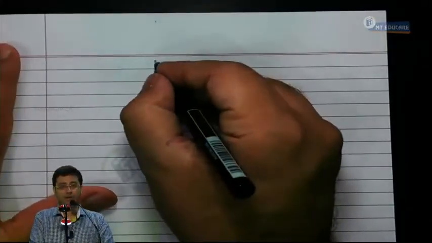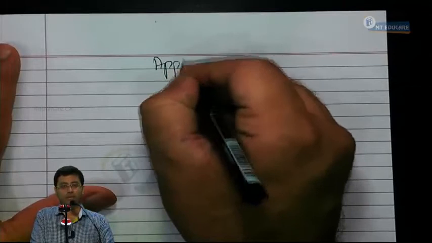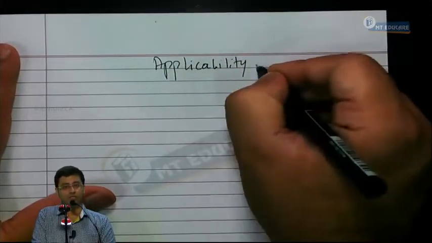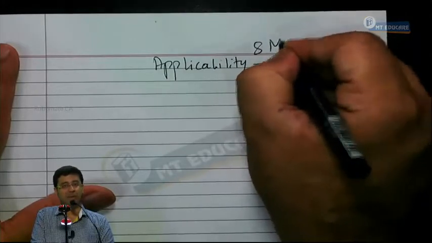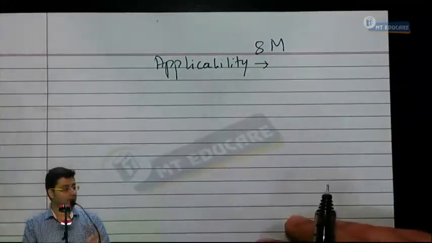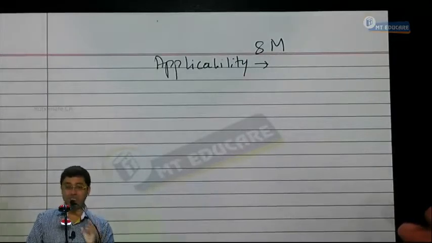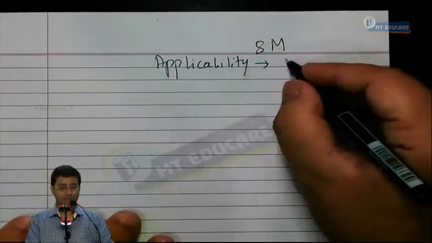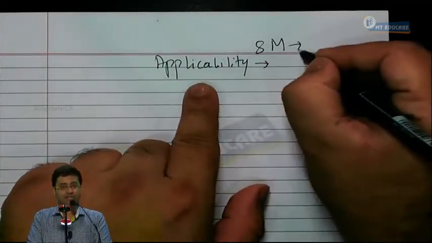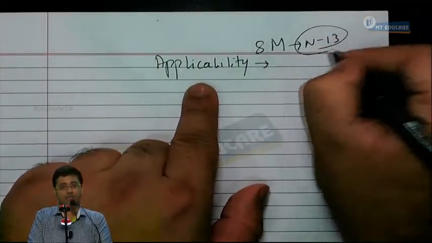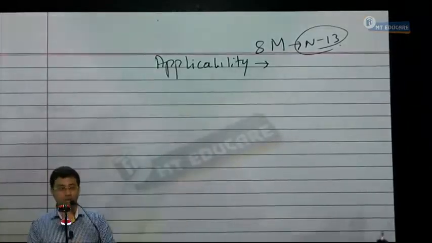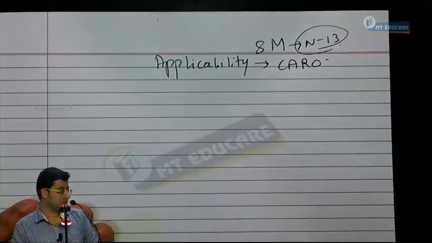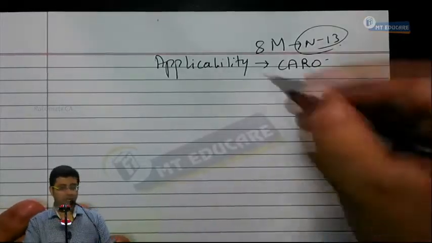Now, when I say CARO, to which type of companies is CARO applicable? One of the recently asked questions in the IPCC paper was asked for 8 marks, and for 8 marks the student had to write only 5 or 6 lines. But you should know what you have to write in those 5 or 6 lines. It was asked in the November 13 paper: explain the kind of companies to whom CARO shall apply. So I'm writing here: applicability of CARO. CARO will be applicable to what type of companies?